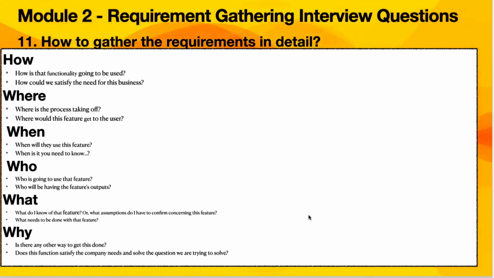So that is the where question. And then we have the when question. When will they use this feature? If they're going to log in, or register, or access the database, or submit some claims, it depends upon the application. When is this particular feature used by an end user? And how are you going to know when they use the application? For example, what is the prime time this application will be used?